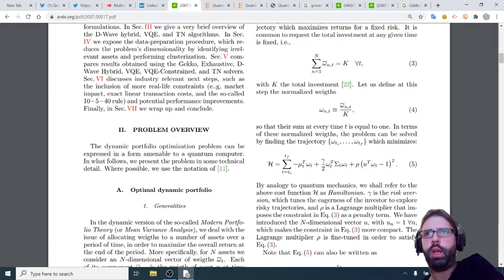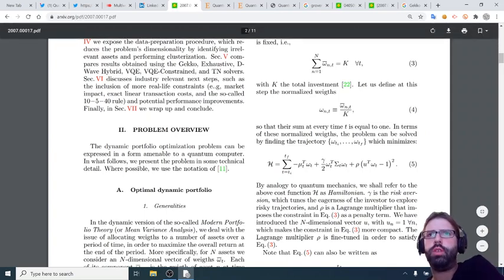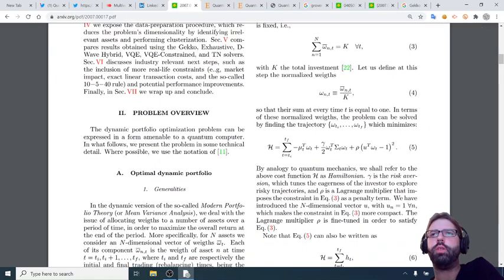By analogy to quantum mechanics, we shall refer to the above cost function as a Hamiltonian. This is the risk aversion, which tunes the eagerness of the investor to explore risky trajectories, and rho is the Lagrange multiplier that imposes the constraint in equation 3 as a penalty term. We have introduced the n-dimensional vector u with u sub n equals 1 for all n, which makes the constraint more compact. The Lagrange multiplier was fine-tuned in order to satisfy equation 3. Okay, let's try to unpack these.